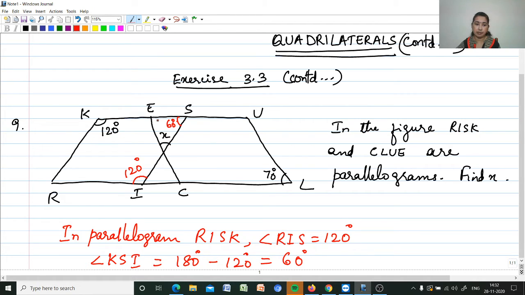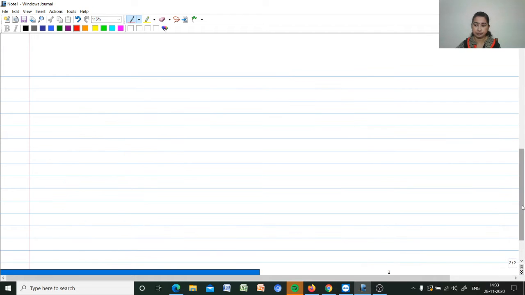Now, this can be found. How can you find out this angle? That is angle CEU. That is also another parallelogram. CLUE is a parallelogram, so opposite angles are equal. If this angle is 70, definitely this also will be 70, because this is the opposite angle of that parallelogram.